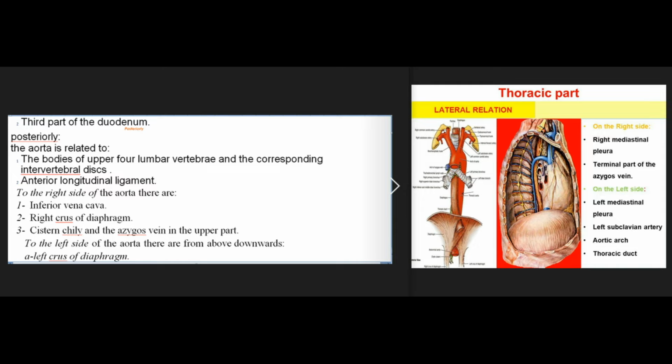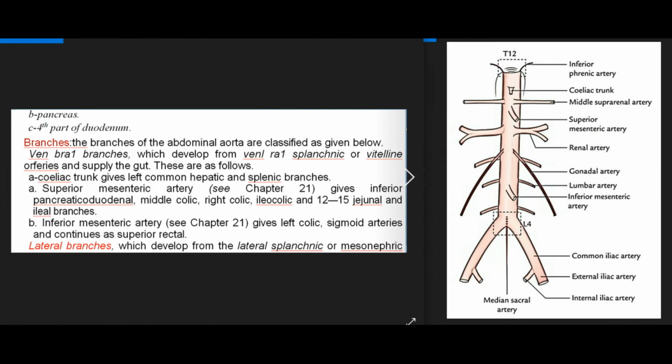Posteriorly, the aorta is related to 1. The bodies of the upper 4 lumbar vertebrae and the corresponding intervertebral discs. 2. Anterior longitudinal ligament. To the right side of the aorta there are 1. Inferior vena cava. 2. Right crus of diaphragm. 3. Cisterna chyli and the azygos vein in the upper part. To the left side of the aorta there are, from above downwards, A. Left crus of diaphragm. B. Pancreas. C. Fourth part of duodenum.